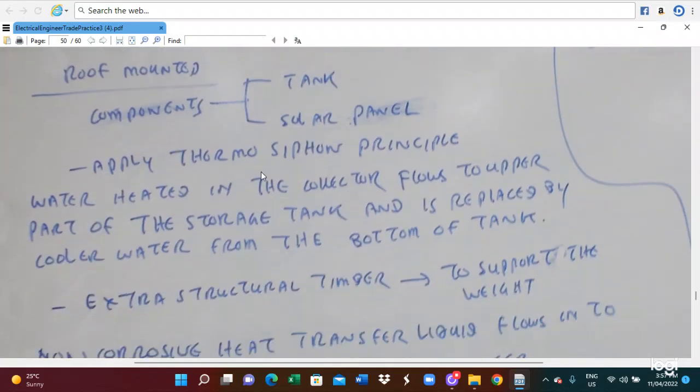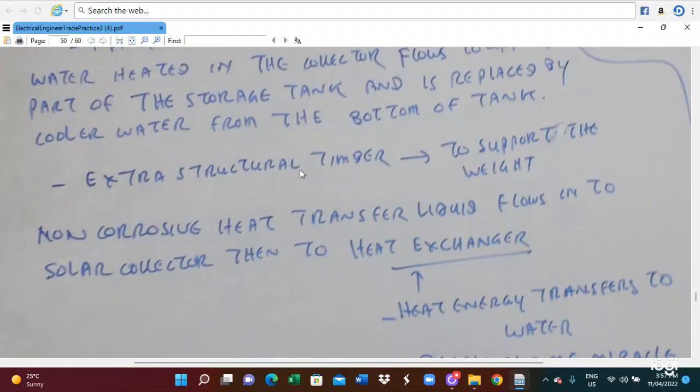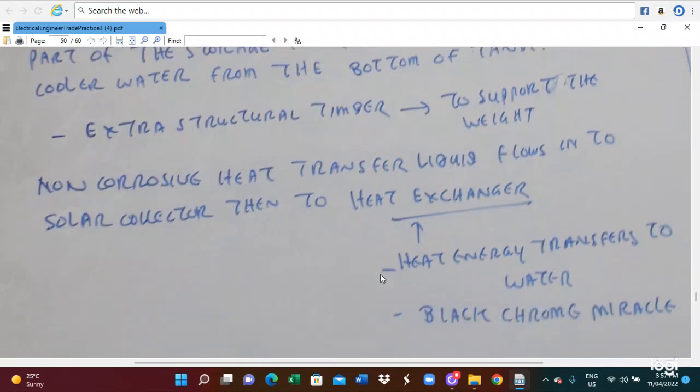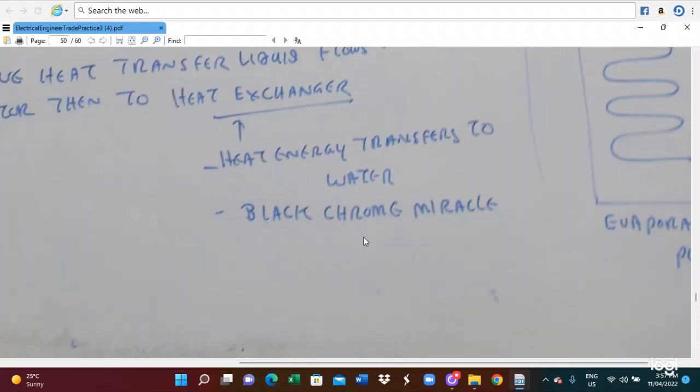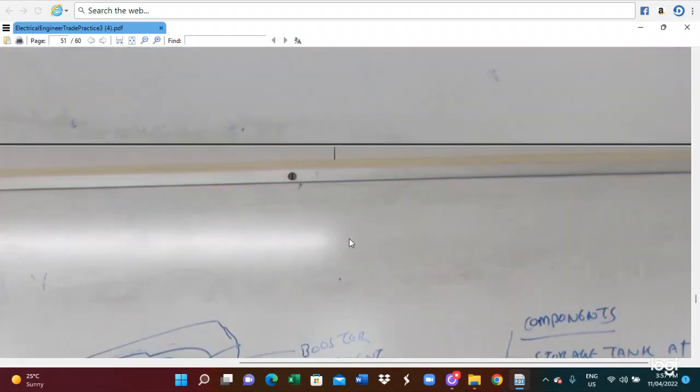So when you apply the thermosiphon principle, water heated in the collector flows to the upper part of the storage tank, and is replaced by the cooler water from the bottom of the tank. The non-corrosive heat transfer liquid flows into the solar collector, then heats the exchanger, so the heat energy is transferred to the water. In this case, we use the selective chromium coating.